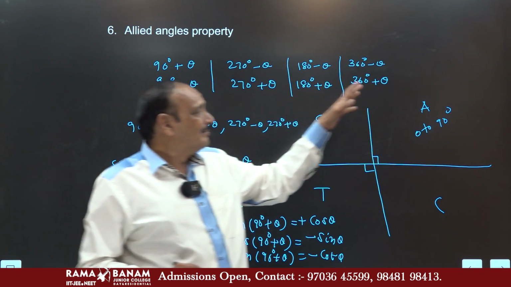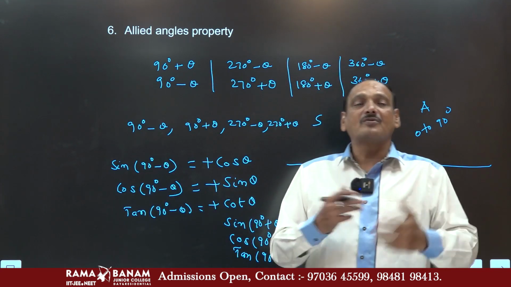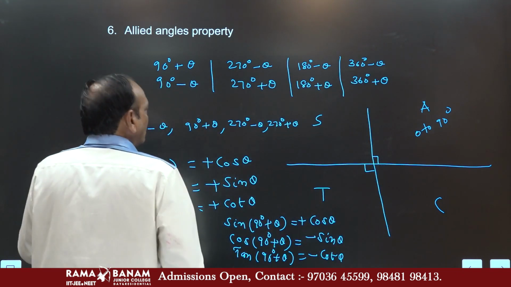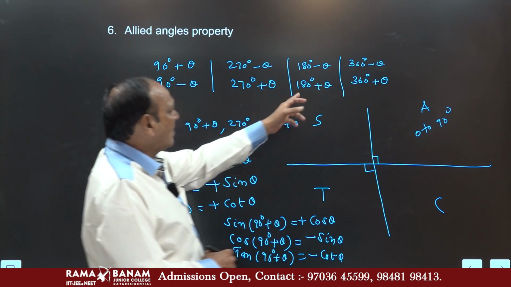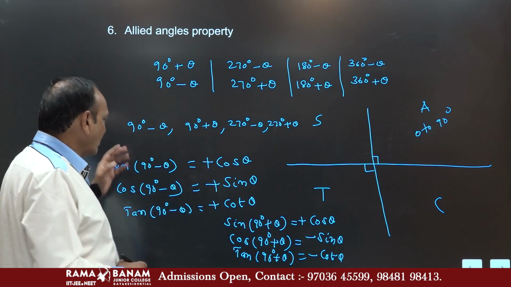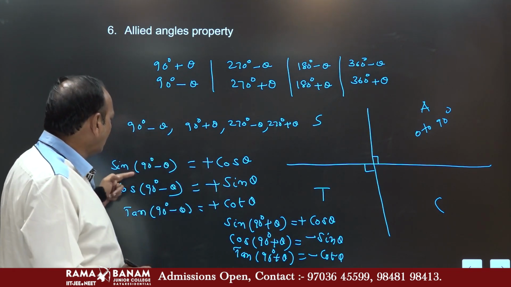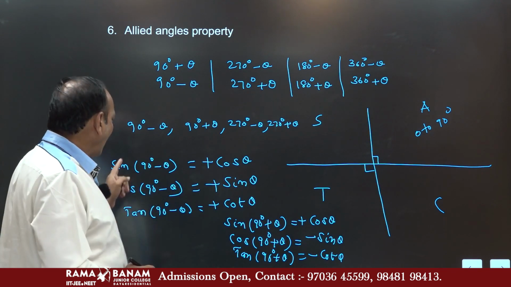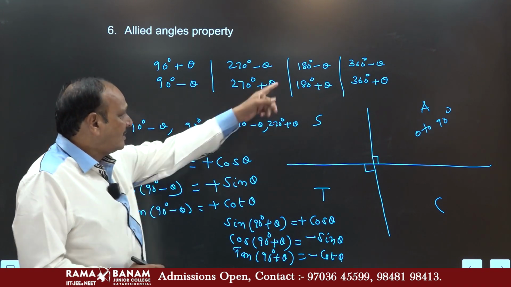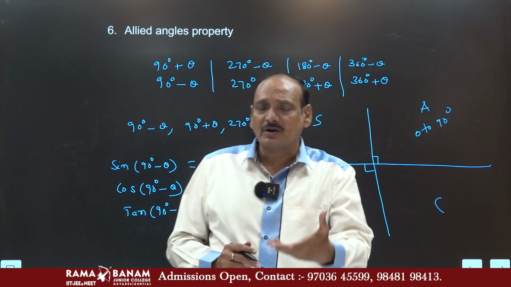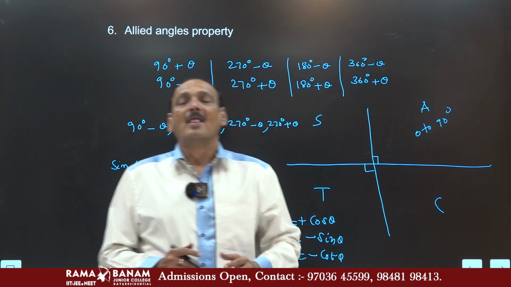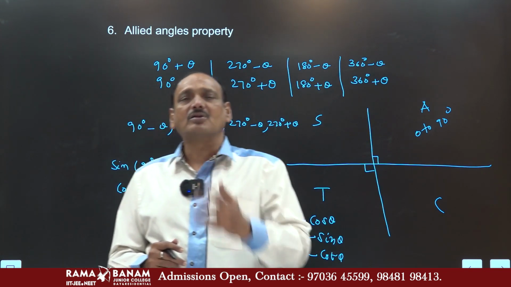You don't mug all these things. By remembering the concept, you can find out the values like 150, 210. 210 can be taken as 270 minus 60 or 180 plus 30. We can find out the angles in a very simple, tricky way. So again, 90 and 270 allied angle, we will get the friendly ratio, and plus or minus will change according to the quadrant system. Now 180 and 360 allied angles, we will get the same ratio. Sin means sin, cos means cos, tan means tan, cot, cosec, secant. But plus or minus will change according to the quadrant system.